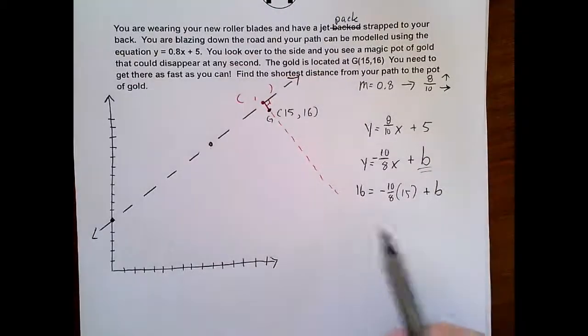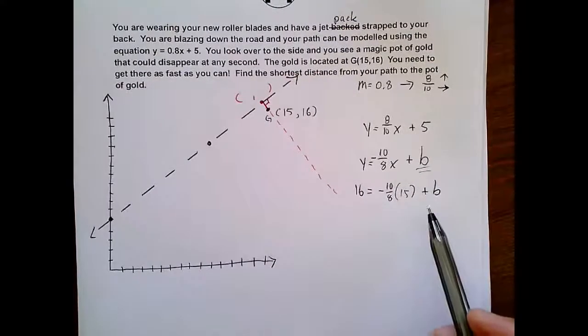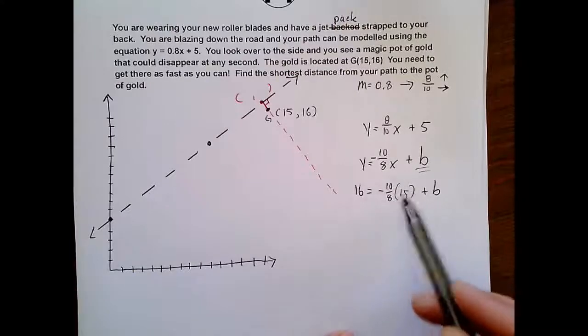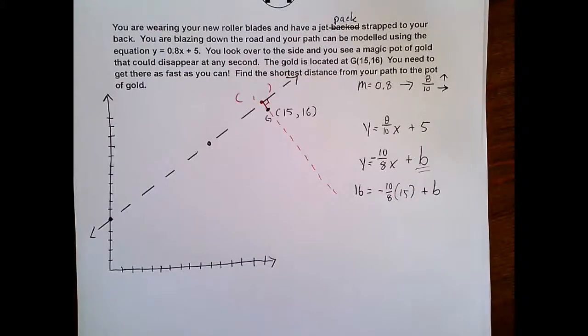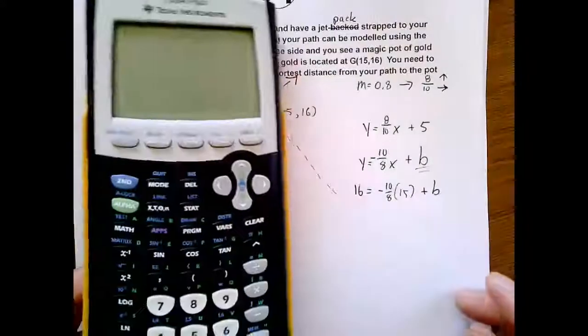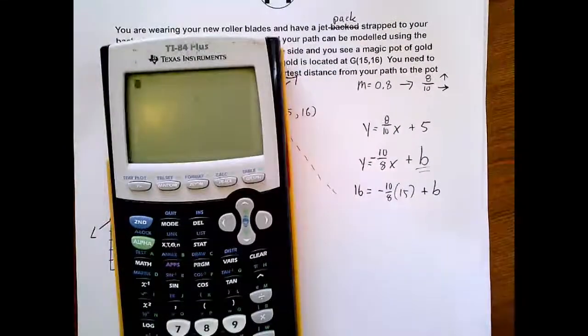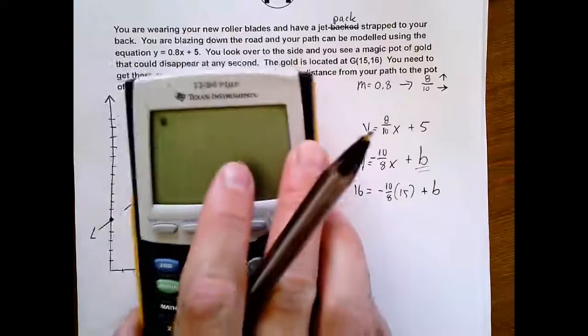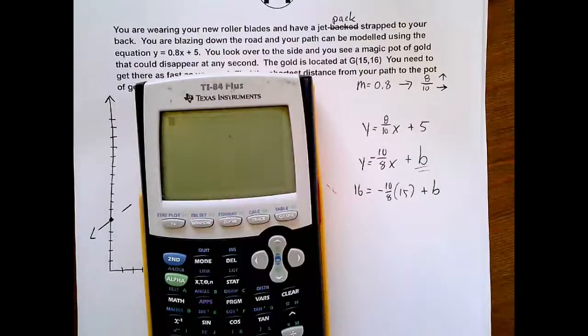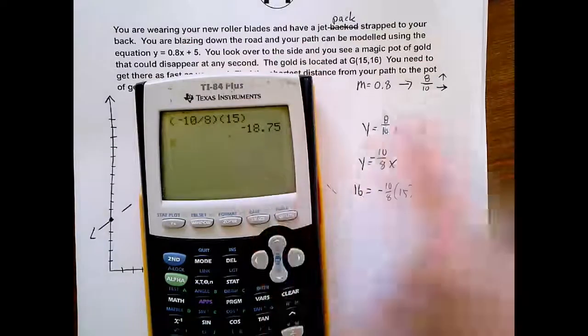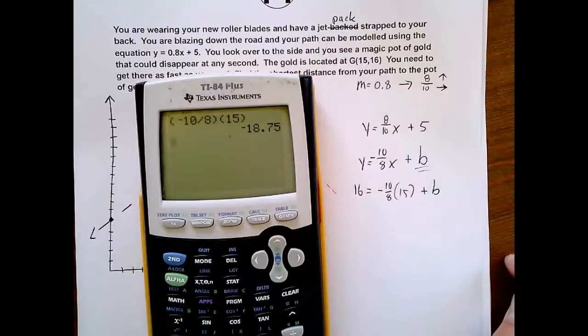Okay, and so at this point you're going to calculate, well, what is negative 10/8 times 15? And this is a good opportunity to go ahead and use your calculator. And why not? Sometimes we avoid using the calculator when we have a fraction, but you can use it. It works just fine, right? So I'm just going to put in parentheses, negative 10 divided by 8, close that parentheses. I'm going to open a new one, put in 15, and hit enter. And I get negative 18.75.